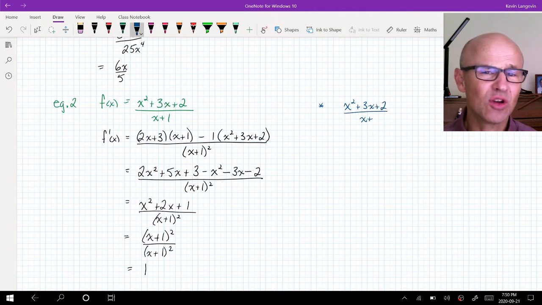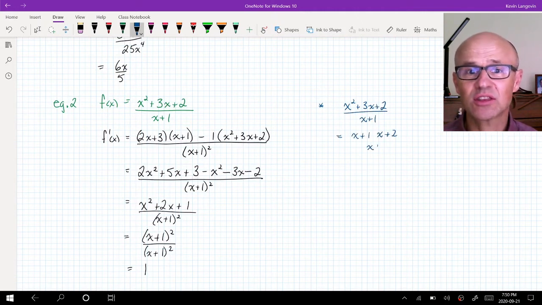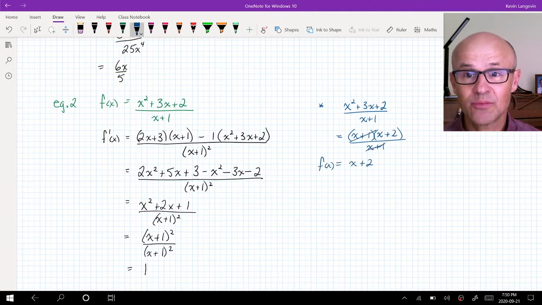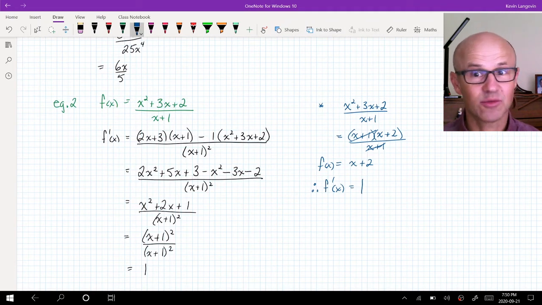Please note, if I would have noticed this in the beginning, I might have seen that the top actually factored into x plus 1, x plus 2. I could have simplified it, taken the derivative, and it could have been 1 that way as well.